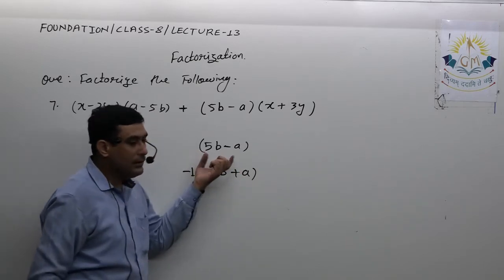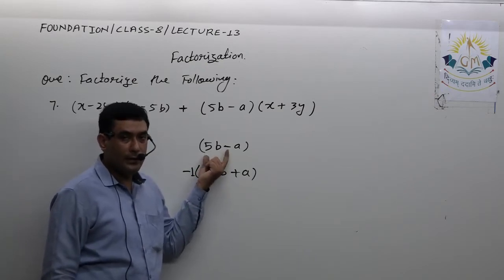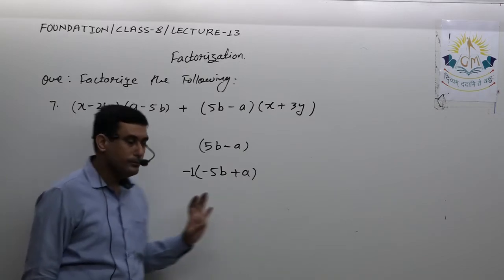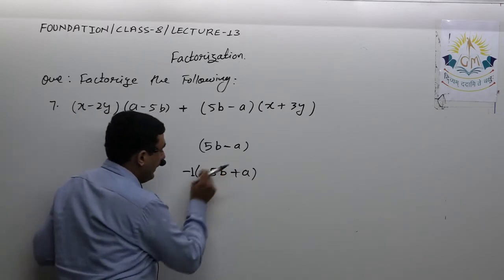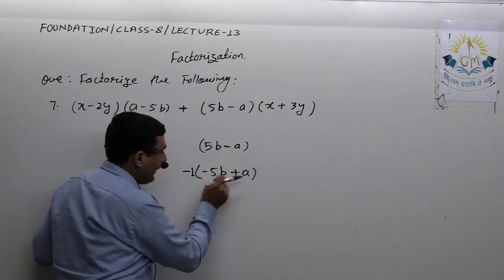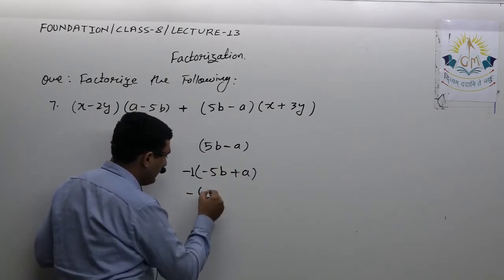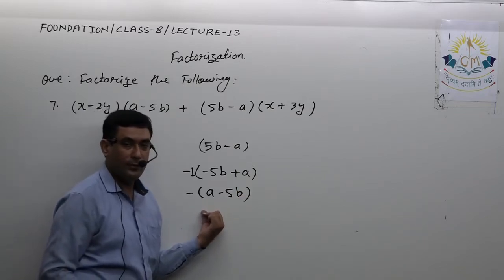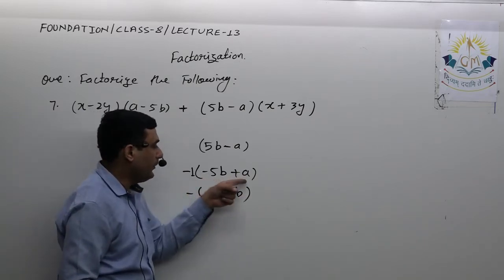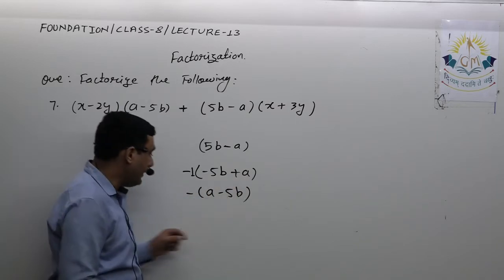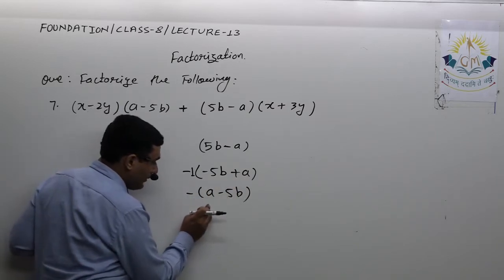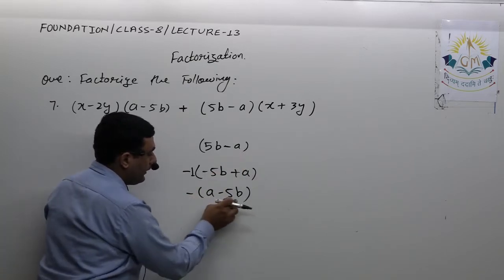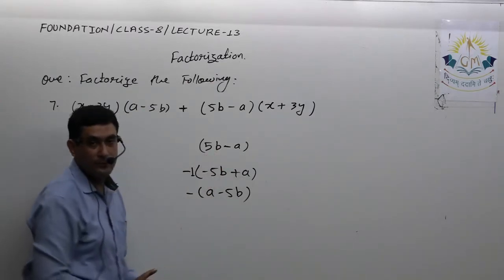Generally, we need this when the sign of the terms within the bracket are opposite, not the same. Here I took minus sign common, so I got minus 5b plus a. Or in other words, I can write this as, I always write the first term as positive. So minus 5b plus a is a minus 5b. Now do check: if I multiply with minus 1 into a, I will get minus a. Here it is minus a. Minus 1 into minus 5b, that is 5b.